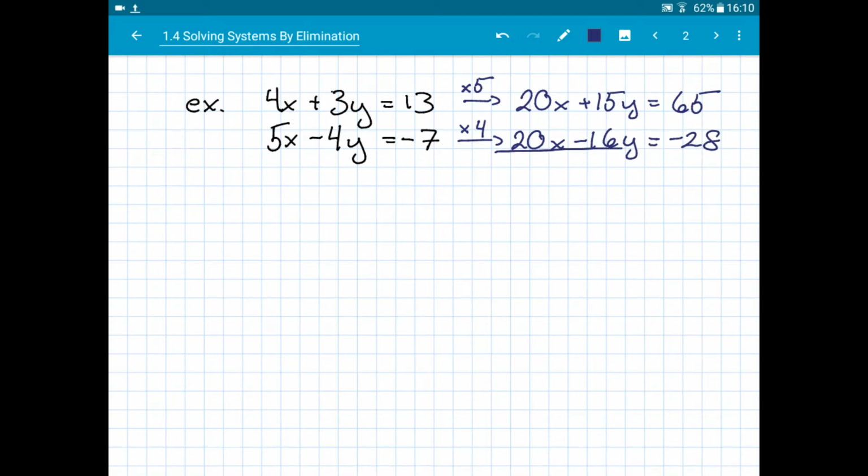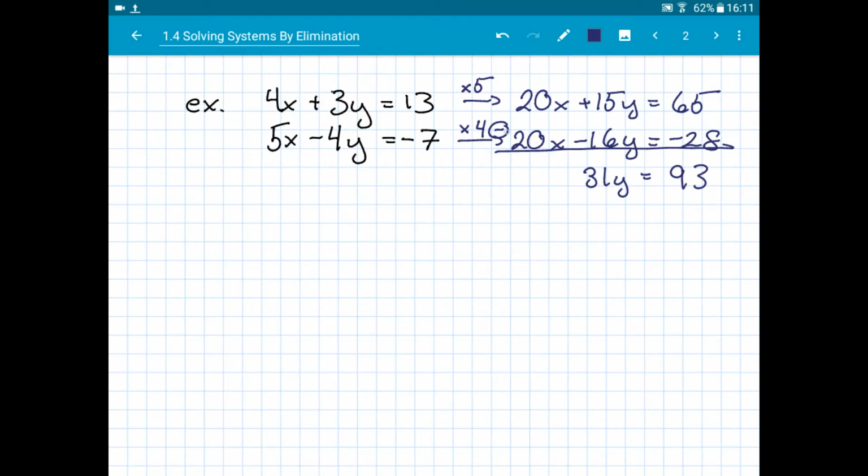So now I'm just going to leave these equations over here, and I'm going to subtract the two. 20x minus 20x is nothing, so I don't need to write that. And then I have 15y minus minus 16y, which is 15 plus 16, which is 31. So 31y is equal to, and 65 minus 28 is 93.